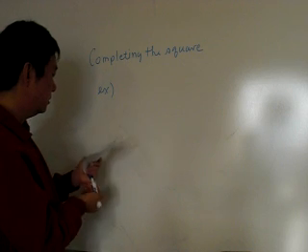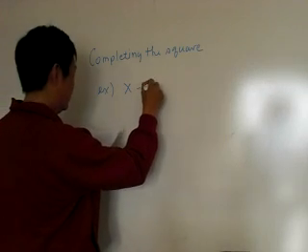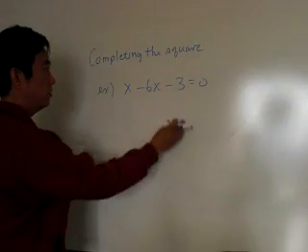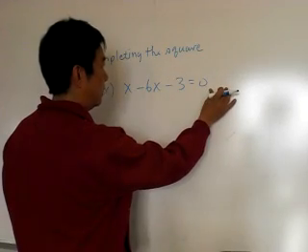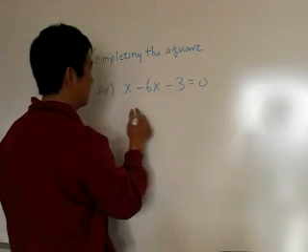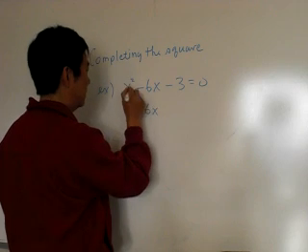So I'm going to give you a real simple example. x squared minus 6x minus 3 equals 0. The first step we do is we move the 3 to the right side of the equation. So how do you get rid of the minus 3? We add 3 to both sides. You get x minus 6x. I'm sorry, it should be x squared.